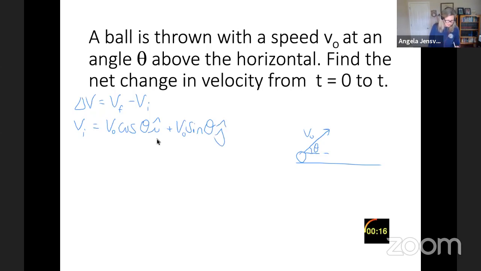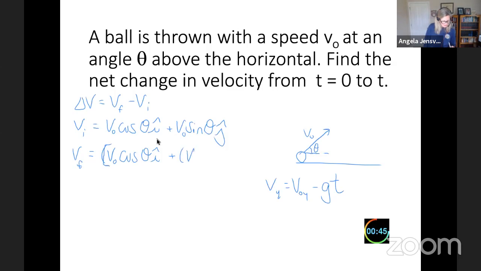Now later on, what is the horizontal component of velocity going to be? Well, we said acceleration in the horizontal is 0, so it's just going to be the same. V naught cosine theta i plus Vy. We're going to use this equation, Vy equals V naught y minus g t. We've got V naught y here. Maybe I'll put a bracket here. V naught sine theta minus g t. And all of that is in meters per second. So that's your final velocity.